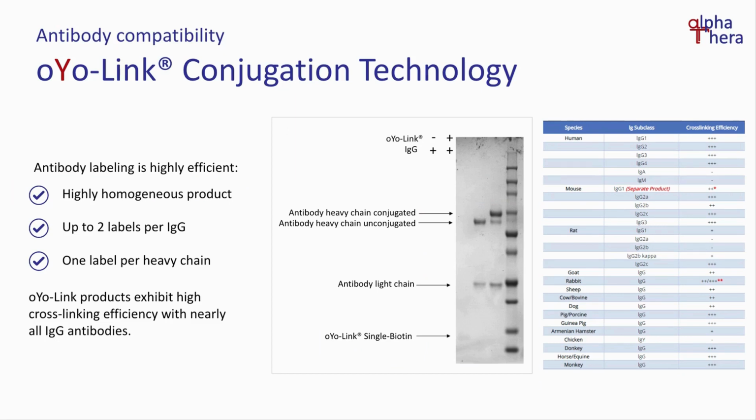Successful labeling results in a clear shift upwards of the heavy chain band. Also, the relative amount of unlabeled and labeled heavy chain can easily be quantified, even when the cargo being attached is small, such as when antibodies are labeled with biotin or drugs.